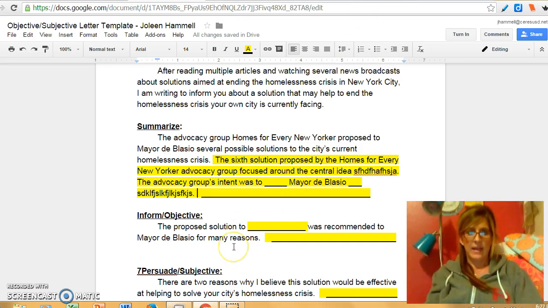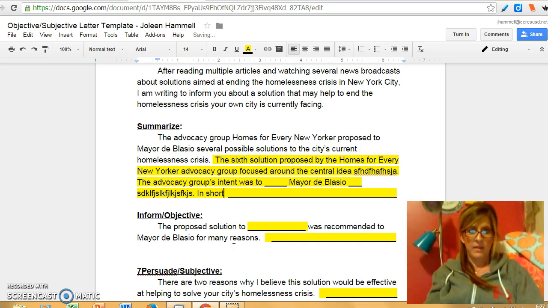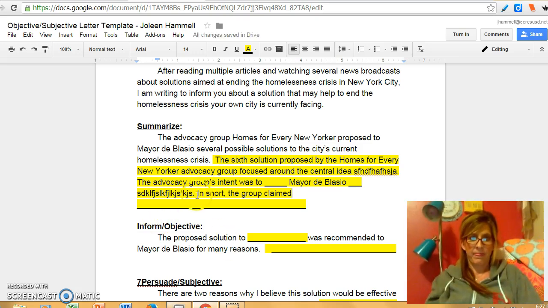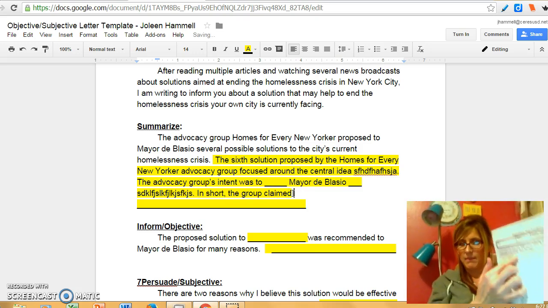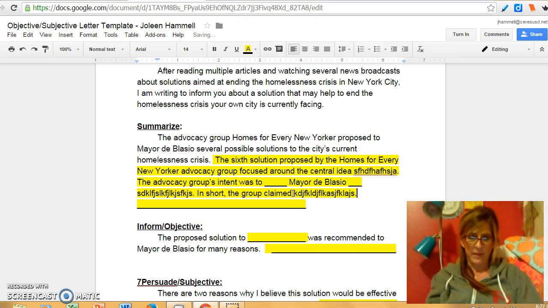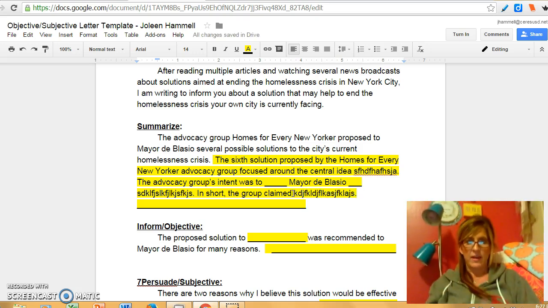I guess you could say, in short, the group claimed, or I don't really want to add, just in short or overall would be good choices for transitions there. And then you would go to your claim box and you would type in the claim. Claimed blah, blah, blah. Okay? There you go. Done. So that paragraph is done.